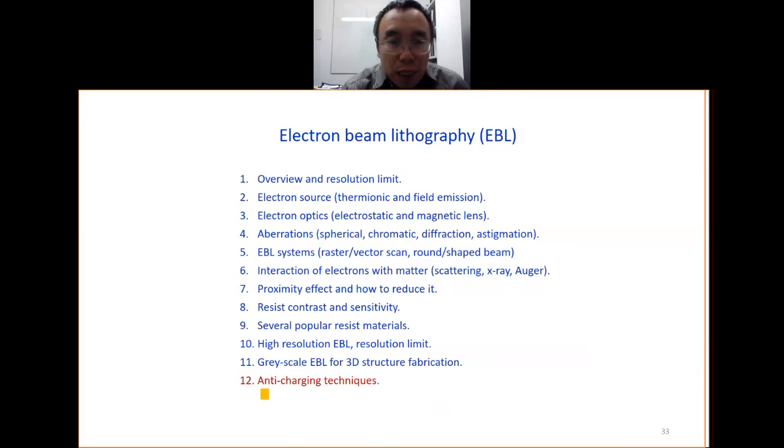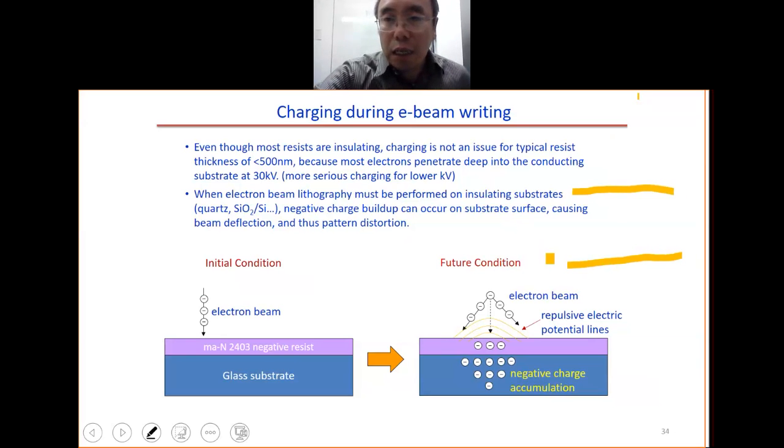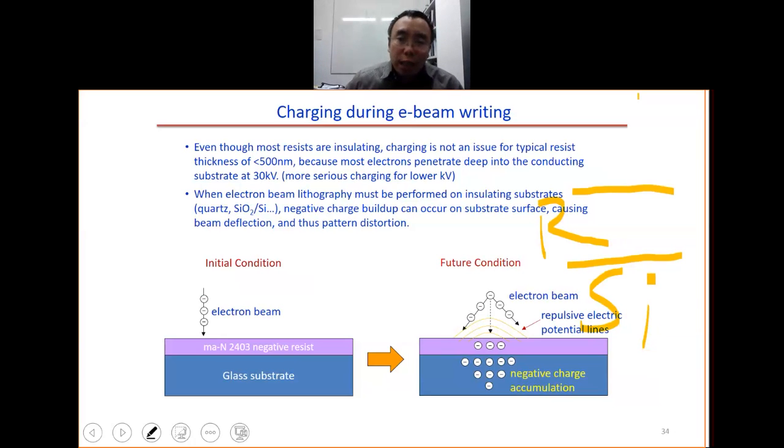So now let's look at anti-charging techniques. Normally when we do e-beam lithography, we work on silicon with a resist like PMMA. The silicon is semiconducting, but the conductivity is good enough. Even though the resist is a polymer and insulating, this is not a problem because most electrons just penetrate through the resist, go to the silicon, and then the charge is dissipated.